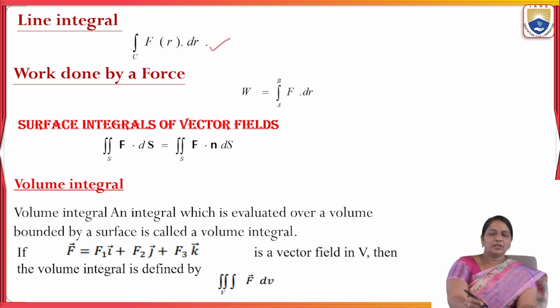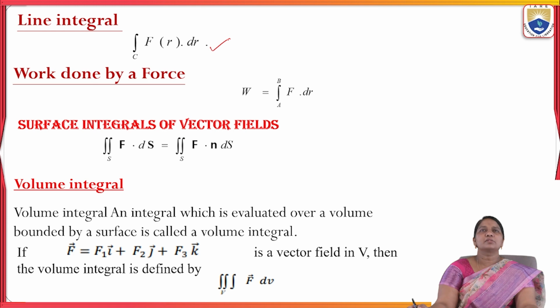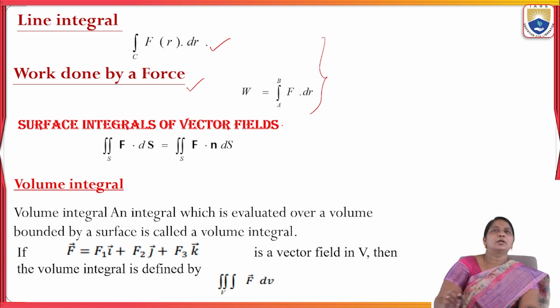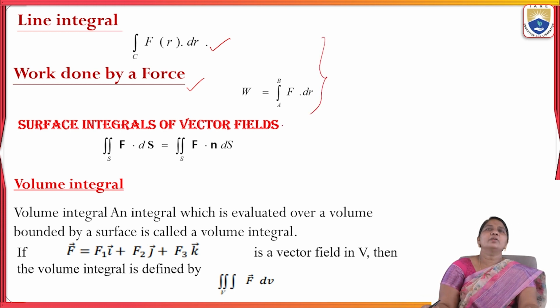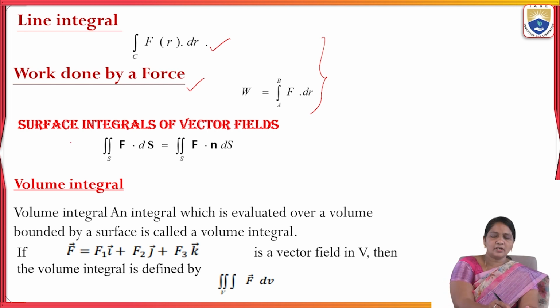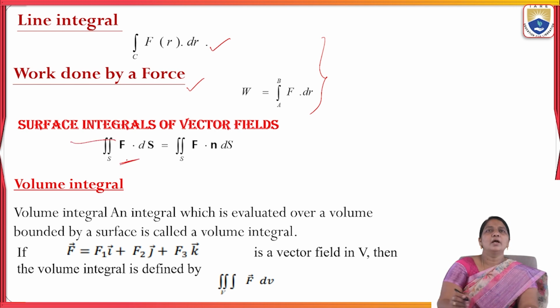So here the line integral formula is the integral over C of f of r dr, and if they ask us to calculate the work done by a force, W equals the integral from A to B of f dot dr. This is about the line integral. And for the surface integral of the field, here we get a double integral: double integral over S of f ds equals double integral over S of f dot n ds.